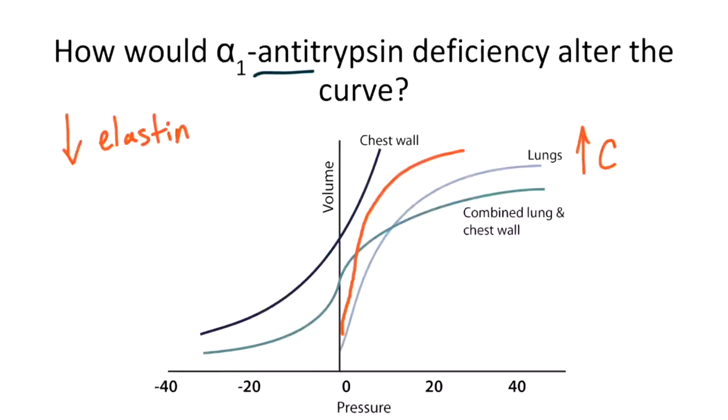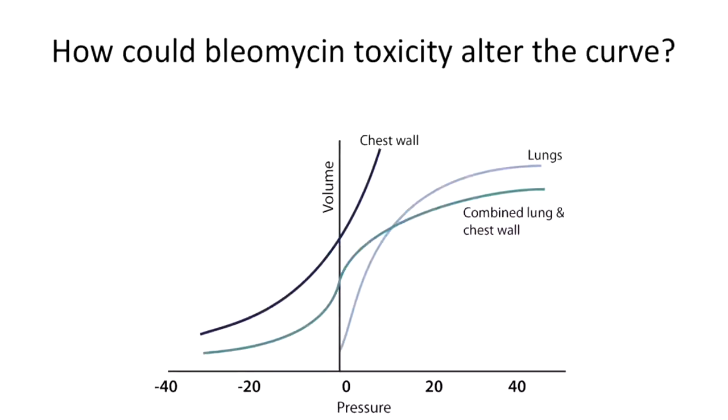Okay, let's do another question. How could bleomycin toxicity alter the curve? Recall that bleomycin is an anti-tumor drug commonly used to treat testicular cancer and Hodgkin lymphoma. It's important to remember that one of the most commonly tested side effects of this drug is pulmonary fibrosis. Fibrosis simply means the connective tissue has become thickened and scarred.